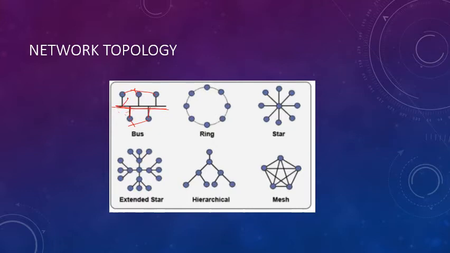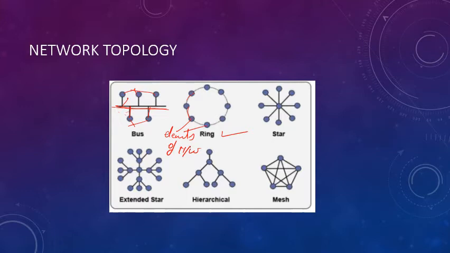Ring. When the computers or the elements of the network are connected in the form of a ring, then that is known as a ring topology. All these are the elements of network, either the node or computer or printer, then they form a topology known as a ring.